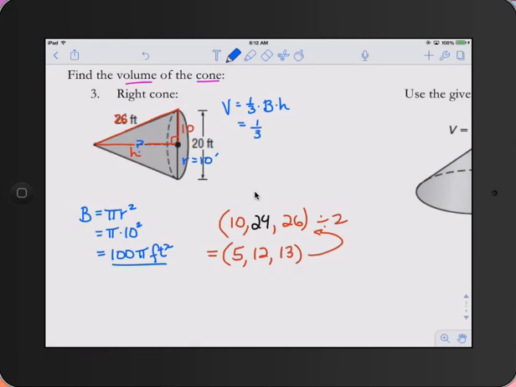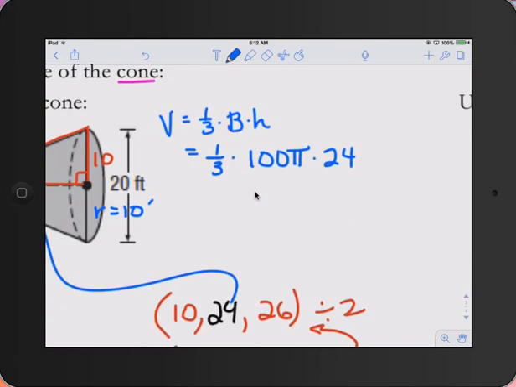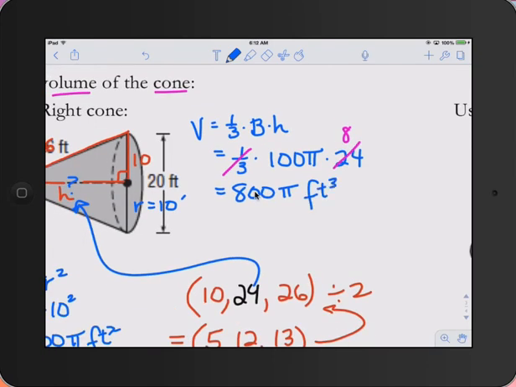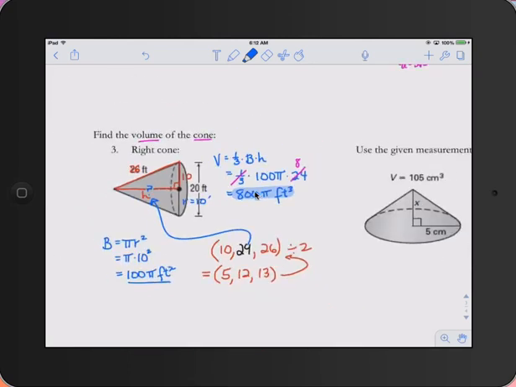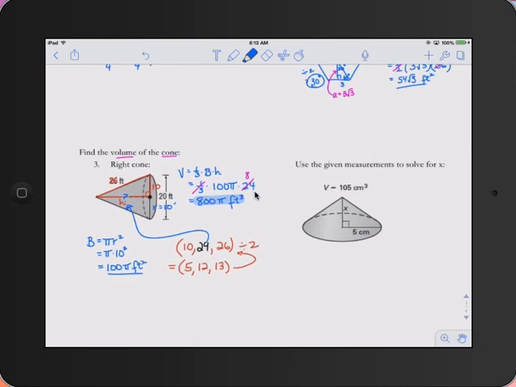So the volume will be 1/3, area of the base is 100 pi, and then the height is 24. So that is the height. 1/3 of 24 is 8, which gives you 800 pi feet cubed. Here's your volume. Now again, if there was a cylinder that had a base area of 100 pi and a height of 24, it would have a volume 3 times the volume of this cone.